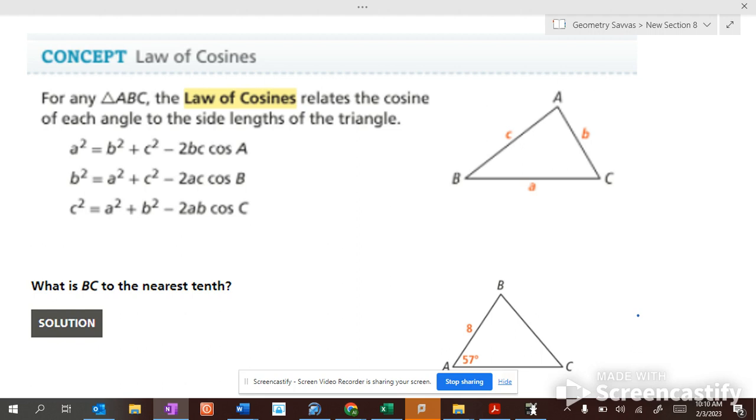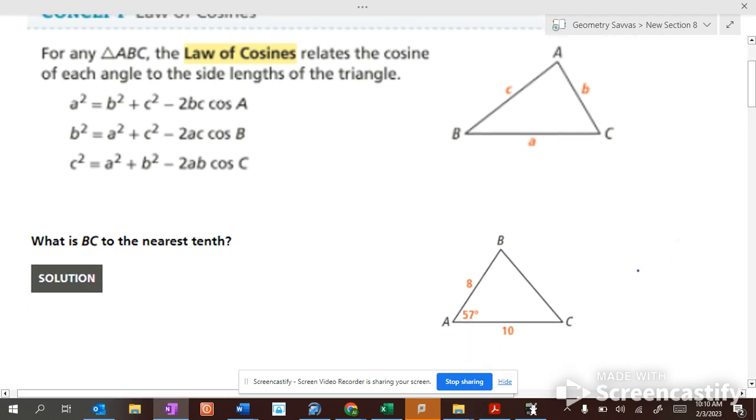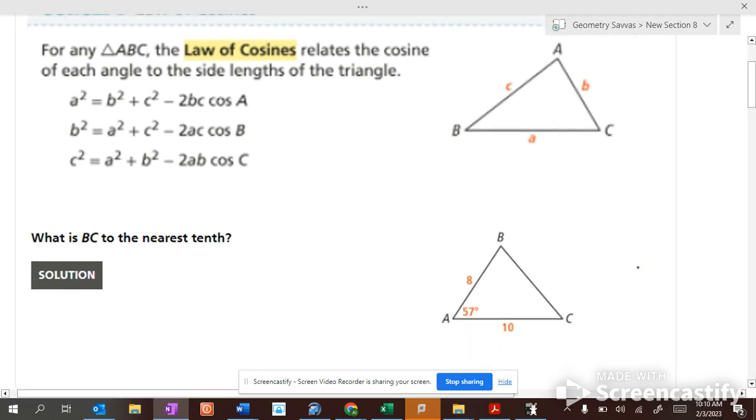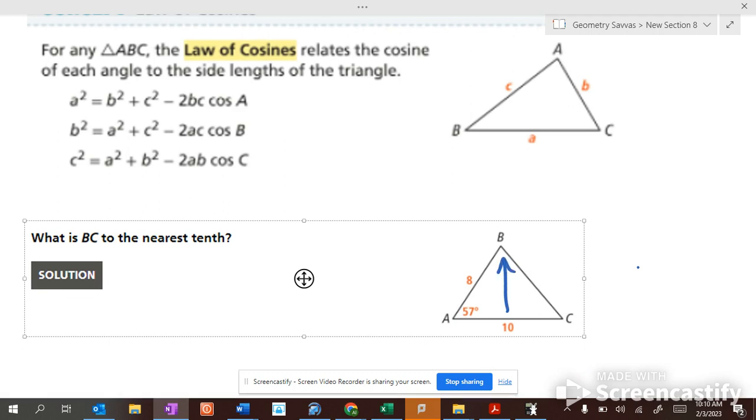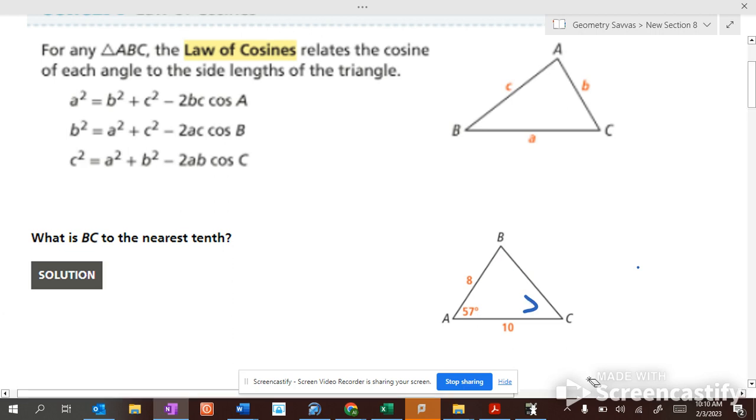Okay. Now, you say, well, why can't we just use law of sines? It's a whole lot simpler than that. Well, law of sines, you have to have opposites. And like in this problem right down here, you can see I don't have anything opposite of 10. I don't have anything opposite of 8. And I don't have anything opposite of 57. So when you don't have opposites, there's nothing you can do. Okay? Well, there is something you can do. You can't do anything with law of sines, but you can certainly do law of cosines.